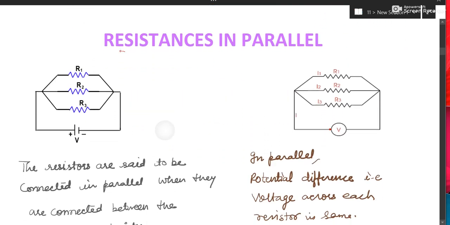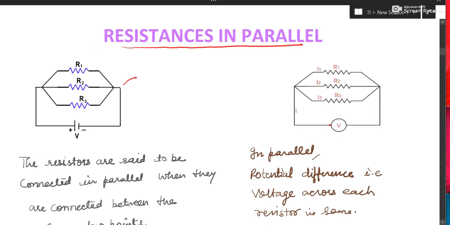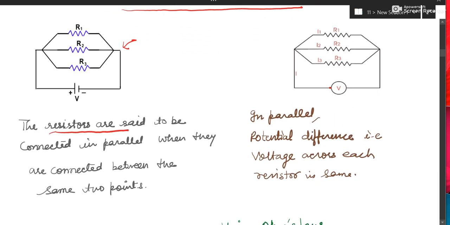Now we have resistances in parallel. So this is how we connect them in parallel. Resistances are said to be connected in parallel when they are connected between the same 2 points. You can see R1 is connected between these 2 points, R2 is also connected between these 2 points, and R3 is also connected between these 2 points. So these three resistors R1, R2 and R3 are connected in parallel. This is a parallel arrangement. In parallel, what is the same?